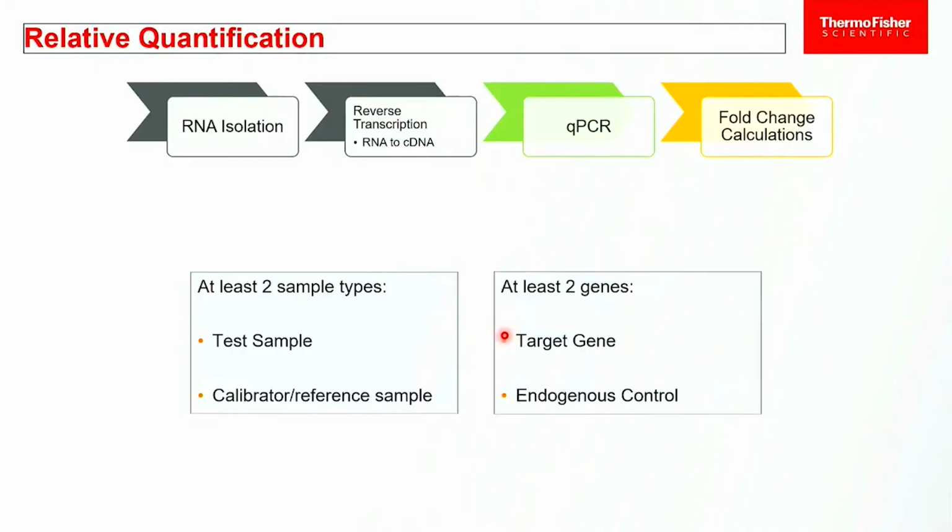We need two tests. So now we've got two genes: a gene of interest and a gene that we know doesn't change. Sometimes that's going to be called your endogenous control or your reference gene. But again, we need to compare something that's not changing to something that's changing. Those are the four basic key components to gene expression calculation.